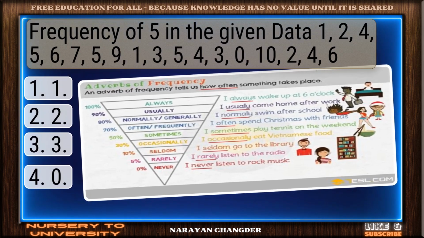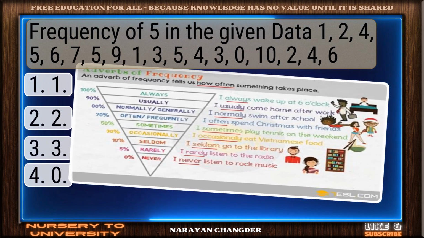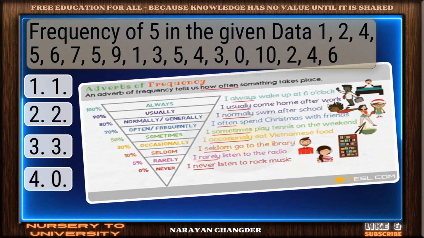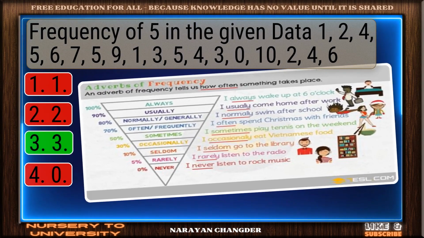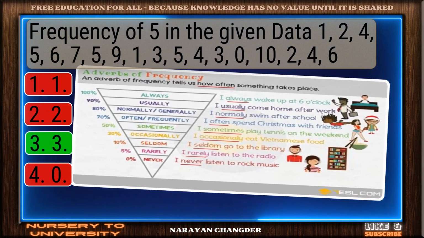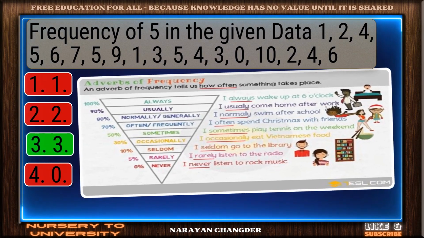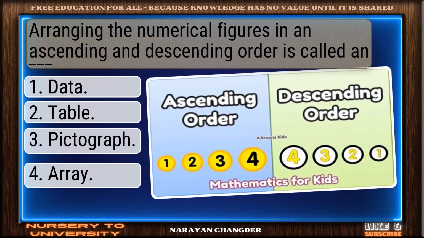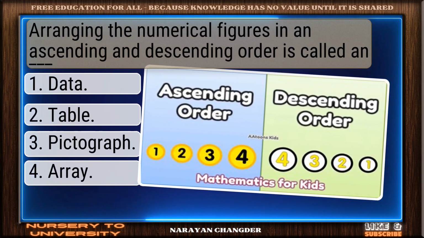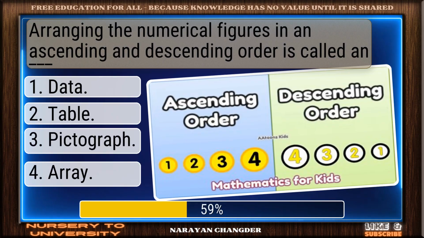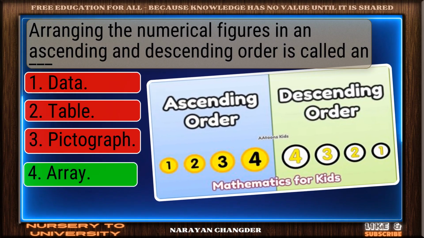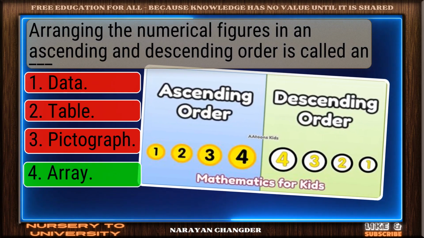Frequency of 5 in the given data 1, 2, 4, 5, 6, 7, 5, 9, 1, 3, 5, 4, 3, 0, 10, 2, 4, 6. Correct response. 3 is the most accurate answer. Arranging the numerical figures in an ascending and descending order is called an dash. Perfect. Array is the correct choice.